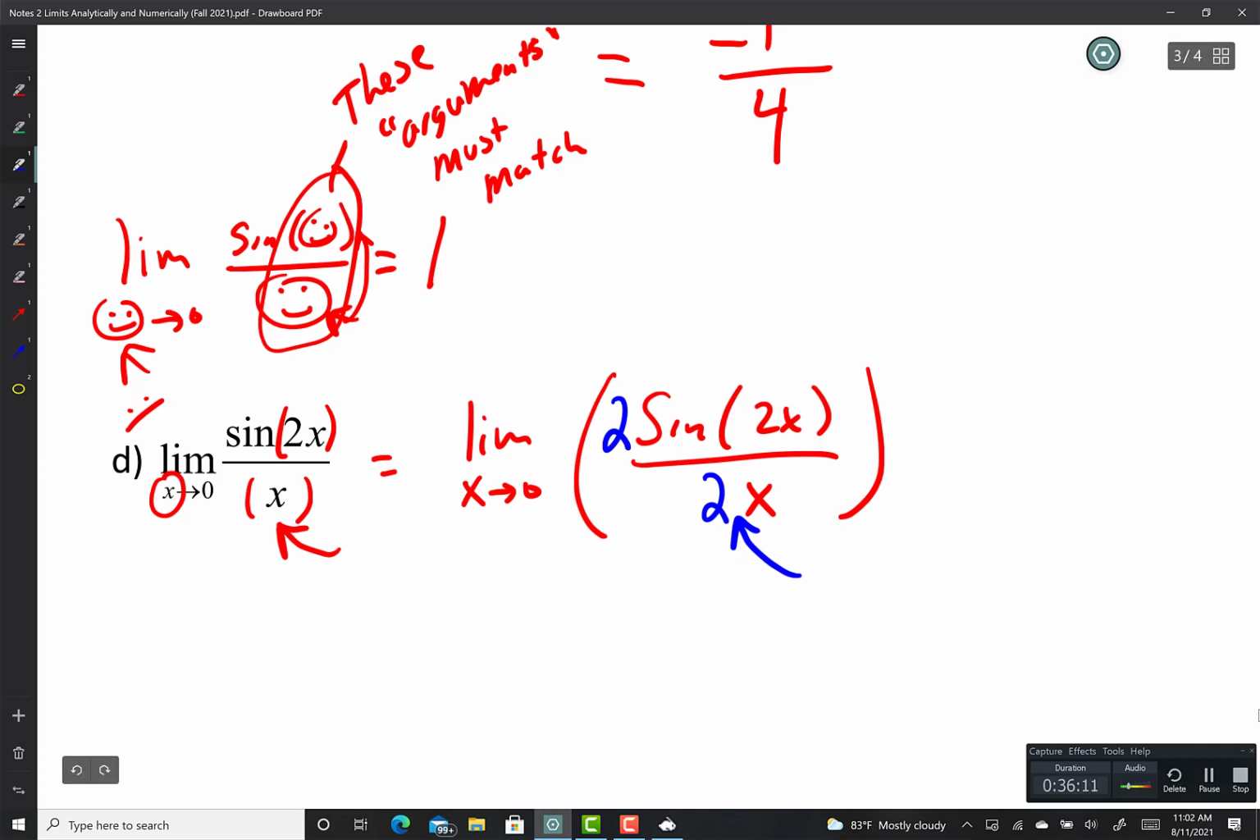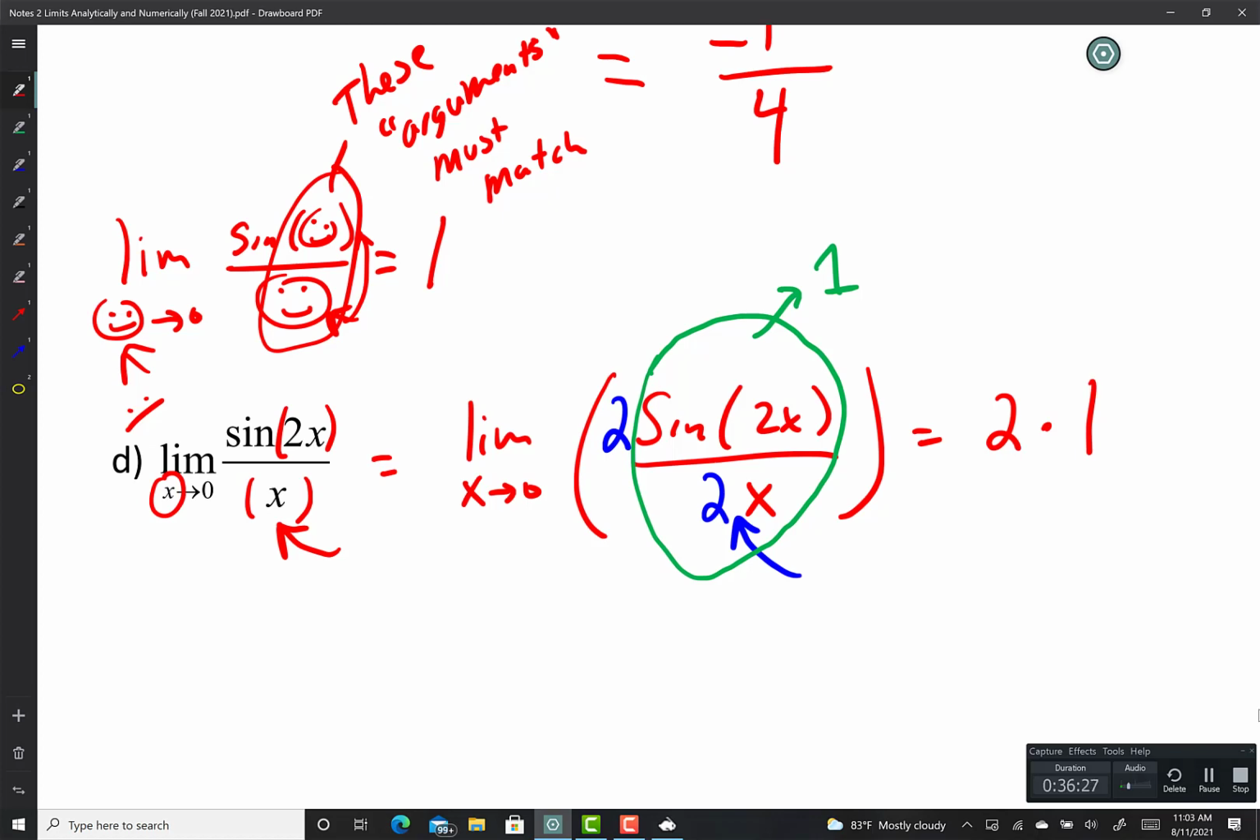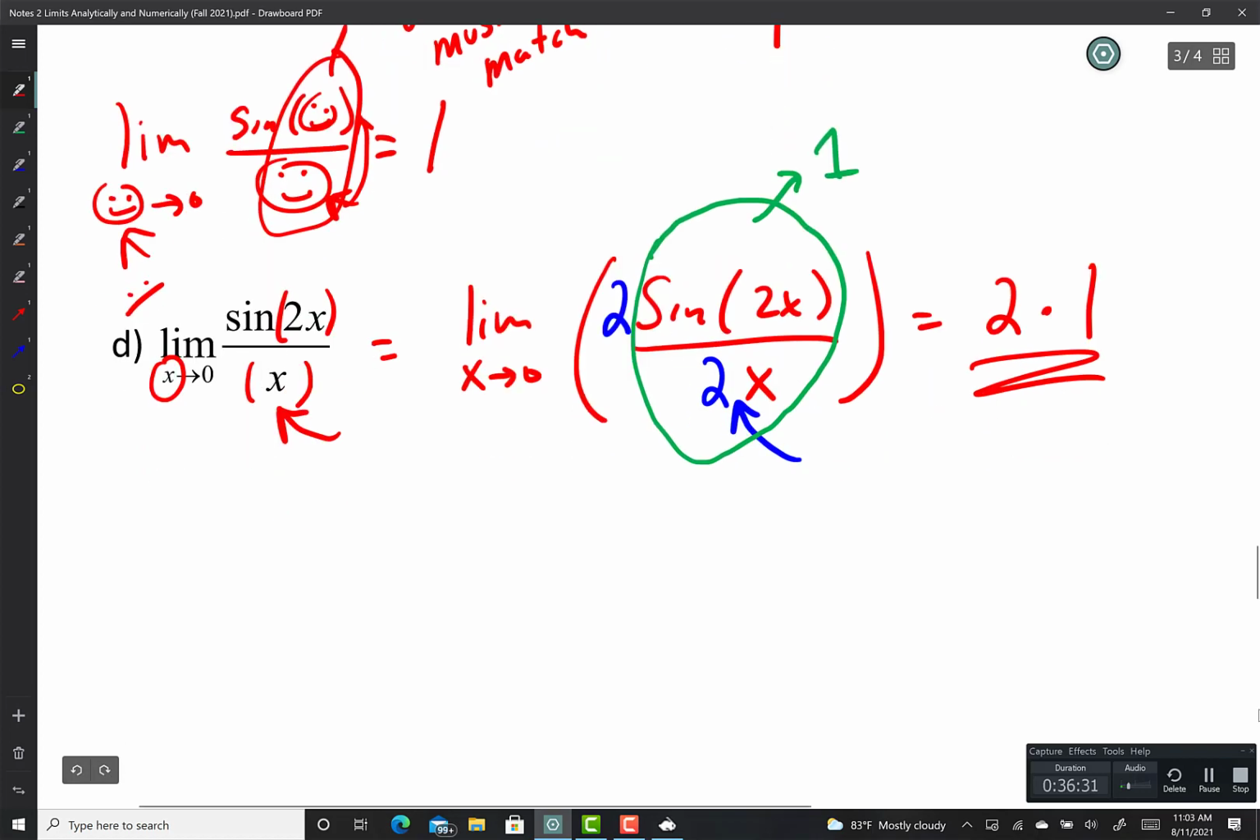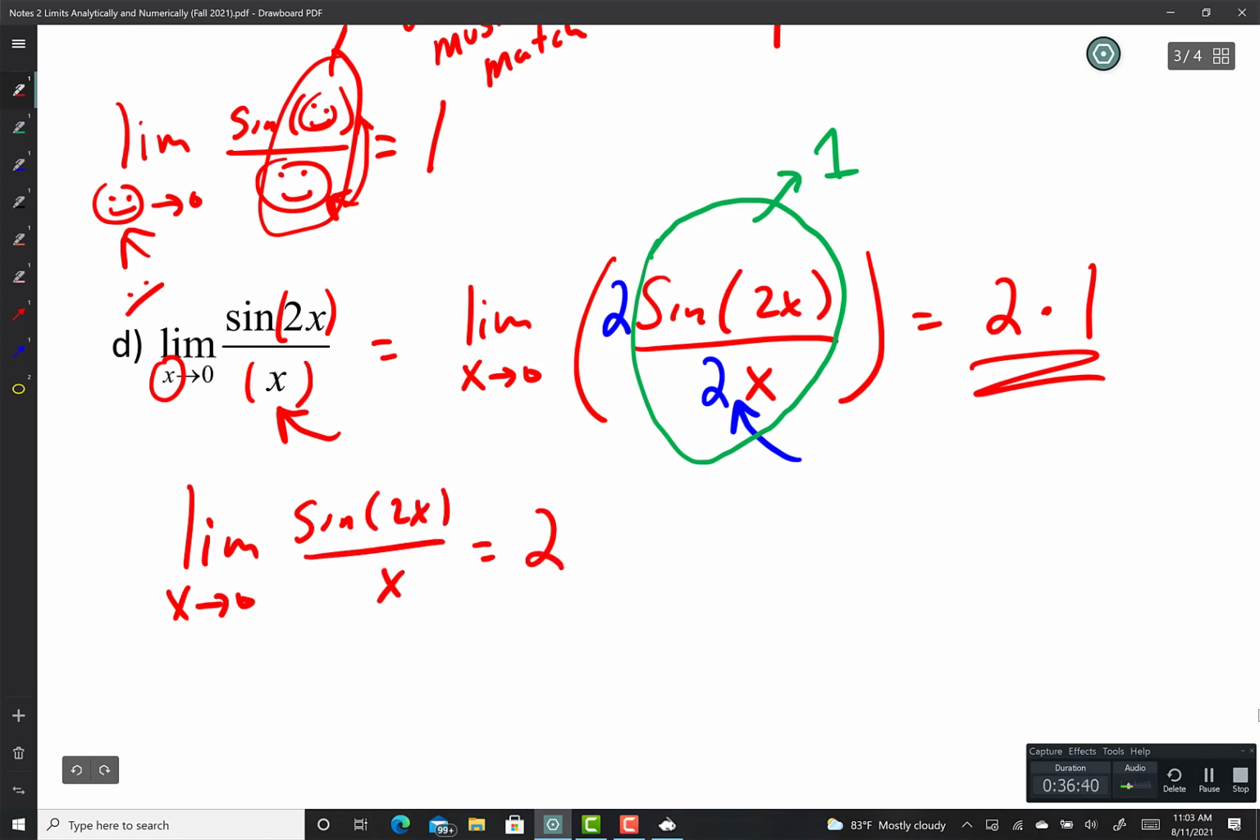So now, let me circle in green. What is this that I'm circling in green? That is 1. So now you have 2 times 1. Do you guys see that? So the limit is 2. So limit as x approaches 0 of sine 2x over x equals 2. Don't worry, guys. We didn't go that far, so we'll catch you up pretty quick.